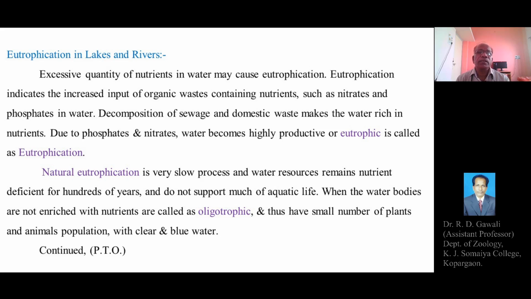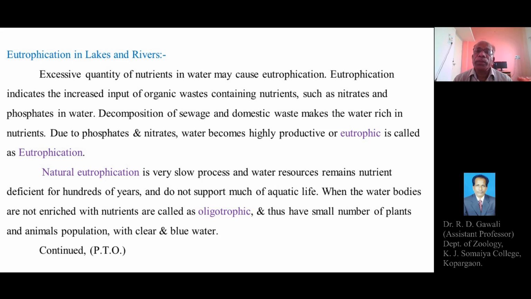Eutrophication indicates the increased input of organic waste containing nutrients such as nitrates and phosphates in water. Decomposition of sewage and domestic waste makes the water rich in nutrients. Due to phosphates and nitrates, water becomes highly productive or turbid or eutrophic, and thus it is called eutrophication.